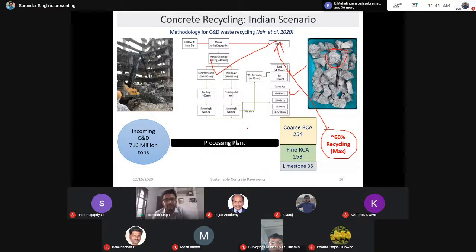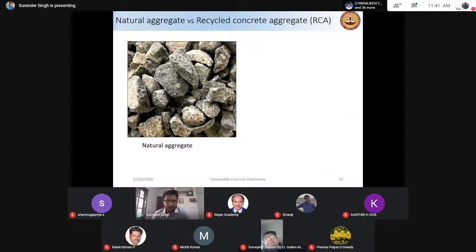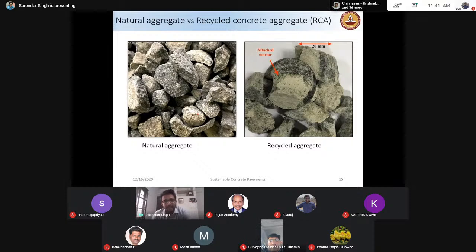So what is the difference? See, this is natural aggregate, the stones you will be calling. You can see the surface is very, very clean. It's an angular aggregate. Look-wise also, it's very good. But if I talk about the recycled concrete aggregate that we are getting from the buildings or the pavements, you can see it will also be having aggregates, but it will be coated with old mortar. And remember, this old mortar is the culprit.